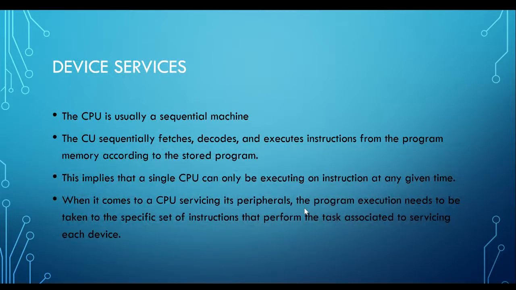A CPU is usually a sequential machine. Now that's the problem. The machine is sequential. The CPU fetches one instruction at a time. When you have something that's not scheduled, for example keyboard input or whatever, that's out of the sequence. So how do you make a sequential machine service a non-scheduled instruction? Okay, I repeat again: how do you make a sequential machine service a non-scheduled instruction?